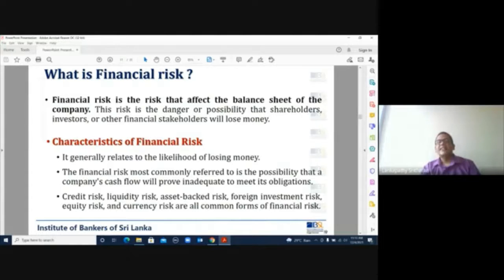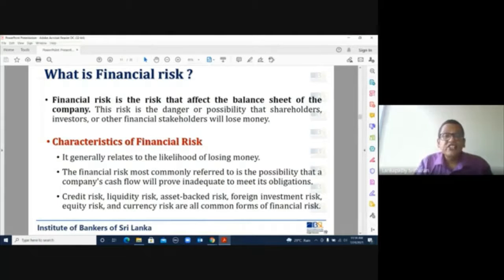In another way, say a particular bank invests in treasury bills or treasury bonds, and due to fair value accounting standards, they go for fair value, and interest rate adjustments may affect the particular bond's fair value. Then that may hit the balance sheet of the particular bank. So it's a very simple definition of financial risk, and there are only three risks involved in financial risk. We will discuss credit risk in detail.